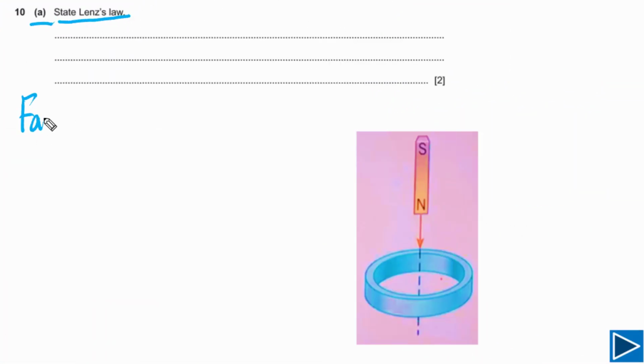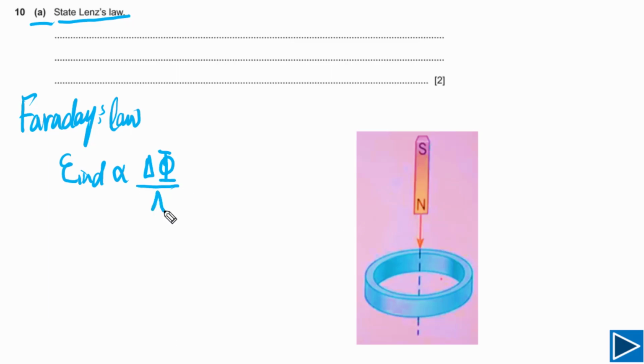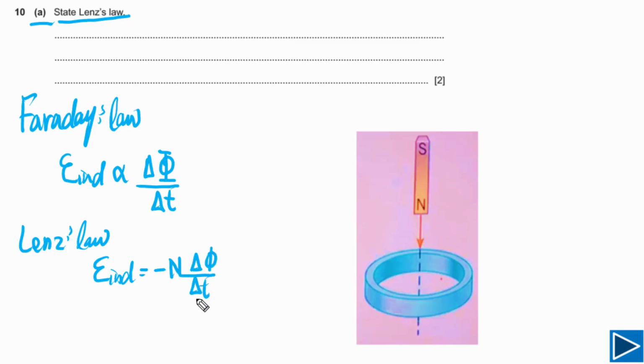First of all, let's try to understand Faraday's law, because understanding Faraday's law is very important to understand Lenz's law. According to Faraday's law, induced EMF is proportional to the rate of change of flux linkage, and this is the symbol for flux linkage. But according to Lenz's law, induced EMF is equal to negative N delta phi by delta t. This is also another way to write flux linkage. Lenz in fact simply added this negative sign, and that's all about Lenz's law.